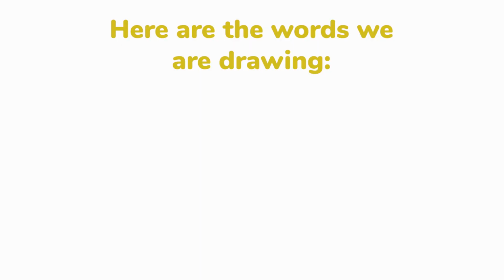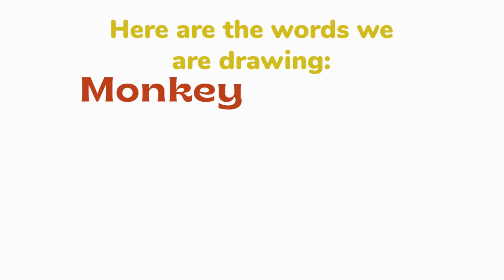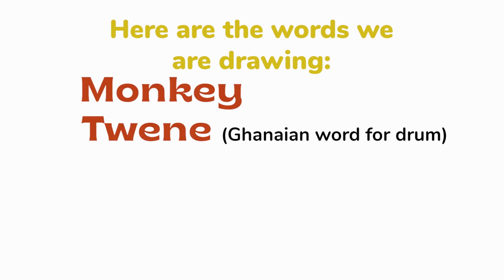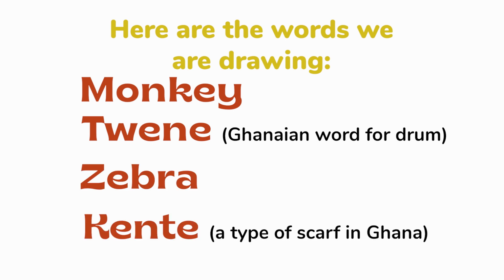So today we have some fun words from Ghana. Okay, so here's our list of words for today. We're going to do monkey, drum, which is tween, Ziva kente scarf, which is a type of scarf from Ghana. Those are words for today. Okay, let's dive right in.